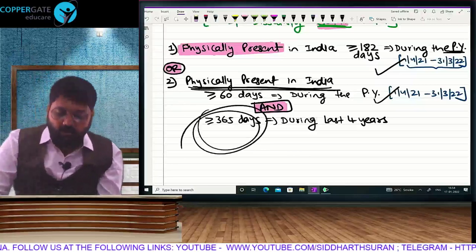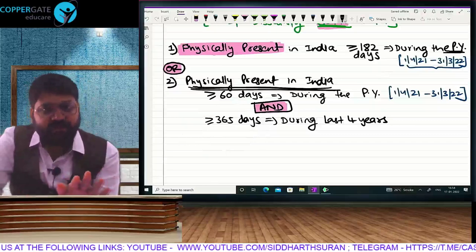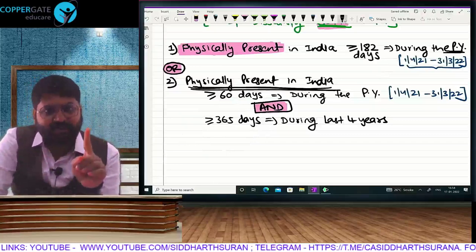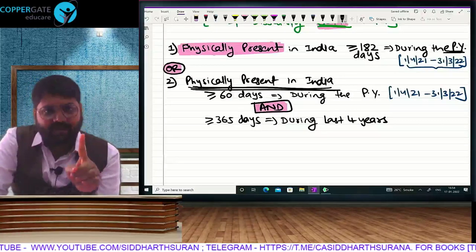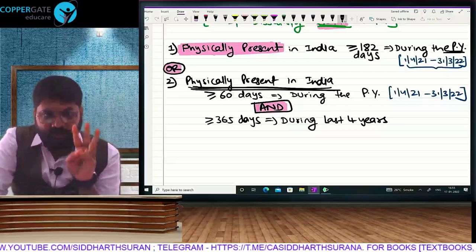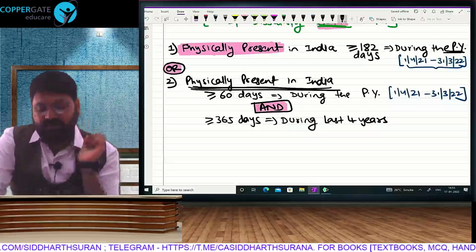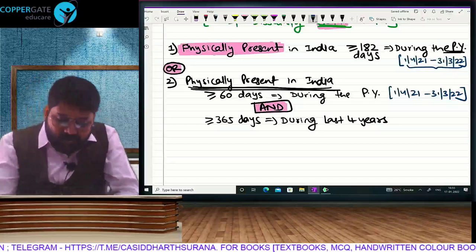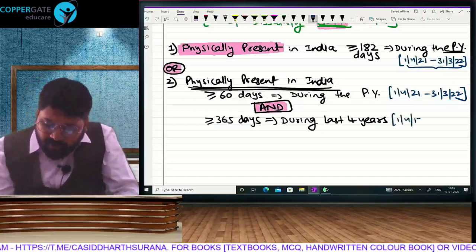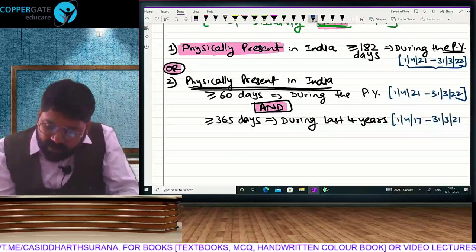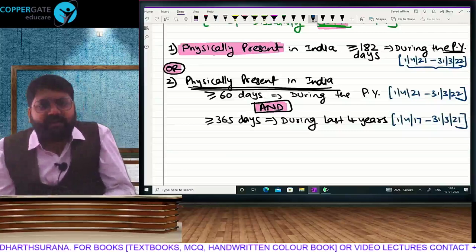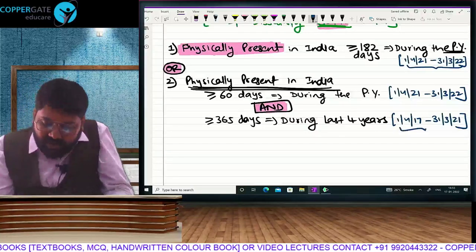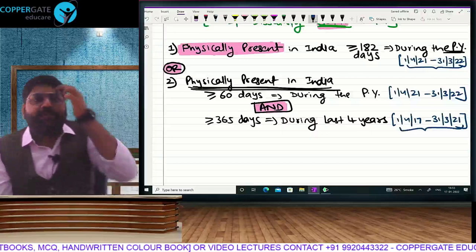Do one thing, go in reverse order. In reverse order, it will be easy. Before 21-22, which are the last 4 years? Go in reverse order. Please participate. 2021, very good. 1920, 1819, 1718. That means, can I say the period from 1/4/17 to 31st March 21, the 4 year period from 1718 onwards, your stay in India during this period should have been minimum 365 days.